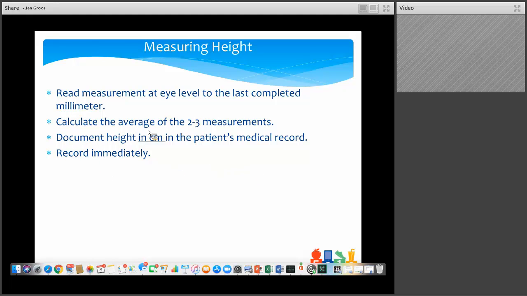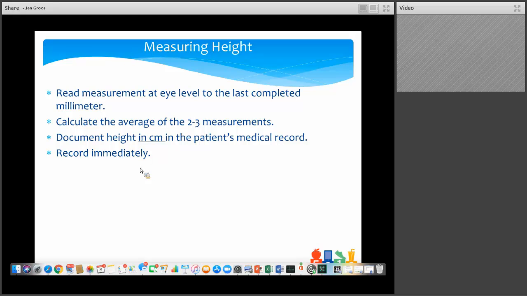And they actually recommend that we take 2 to 3 measurements. So we do it, we repeat it, and perhaps even repeat it a third time, and then calculate the average of those measurements. And then document that height in centimeters in the patient's medical record. And it's best to do that immediately to reduce the error that we'll forget a digit or record it inaccurately.